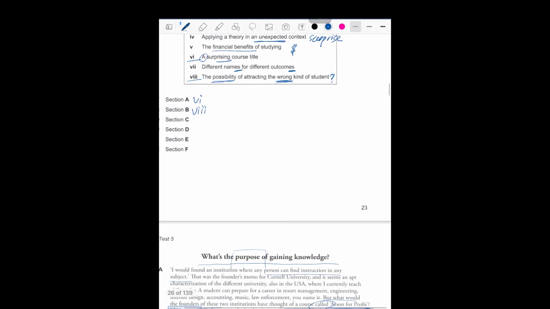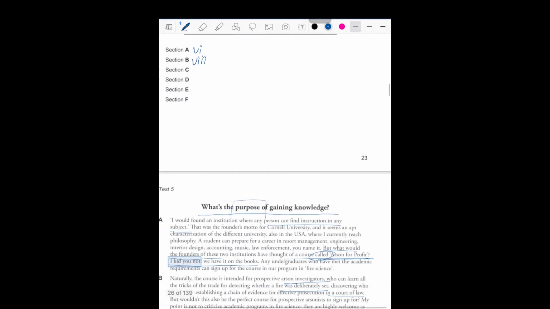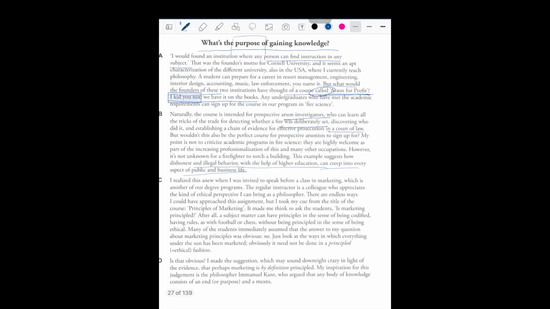Well, I believe paragraph B actually answered my question. What kind of student would you call wrong? Obviously, if students have the bad intention, illegal intention to set fire, that would be called the wrong kind of student.